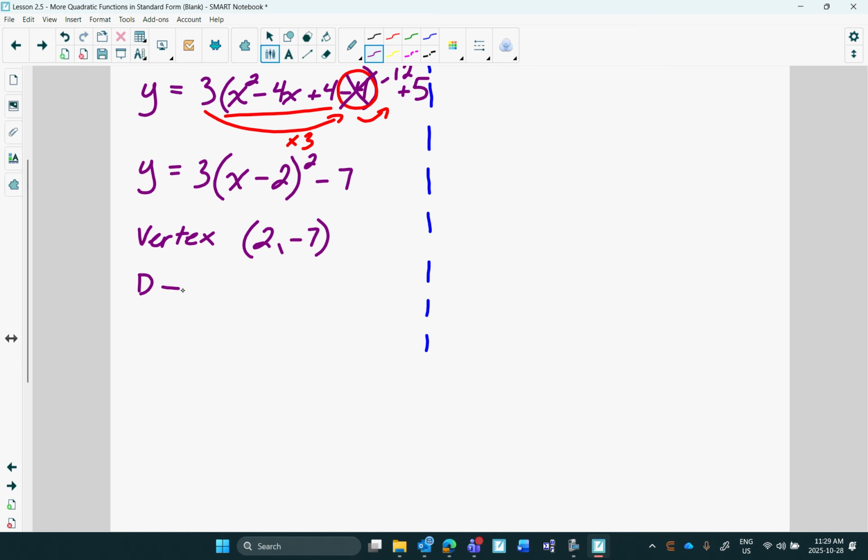Domain, always all real numbers. Now, the range. We can do it without having to sketch it, but if you're not sure, sketch it. Okay? It's okay. But remember, it opens up, right? So it's going up to positive infinity. The question is, where does it start? It starts at the y vertex. So it goes from negative 7 to positive infinity.